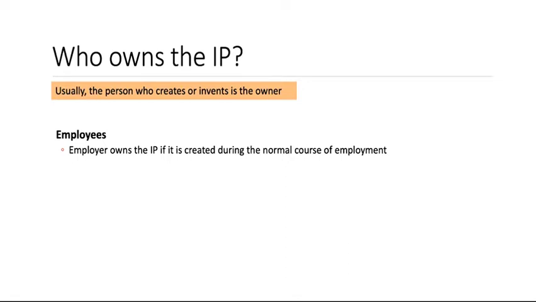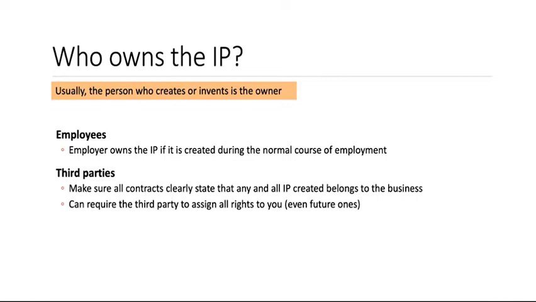The second key group are third parties. So if you commission somebody to make software for you, for example, the rules here are different. Because the third party doesn't have an employment relationship with you, they actually own what they create. So what you want to do from day one is to have a contract that says any IP that you create during this engagement is something that belongs to the business. You can require a third party to assign all of their intellectual property rights to you. And in cases of copyright and design right, you can also require them to assign future rights over to you.